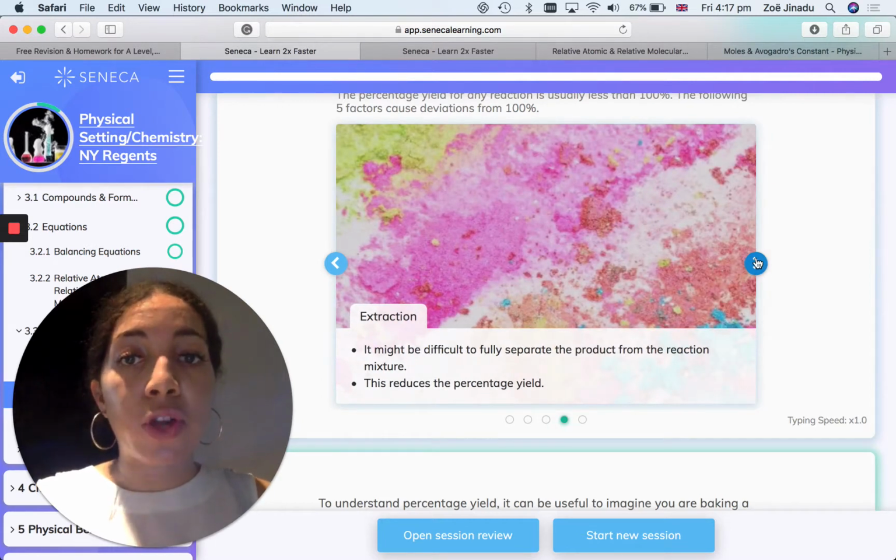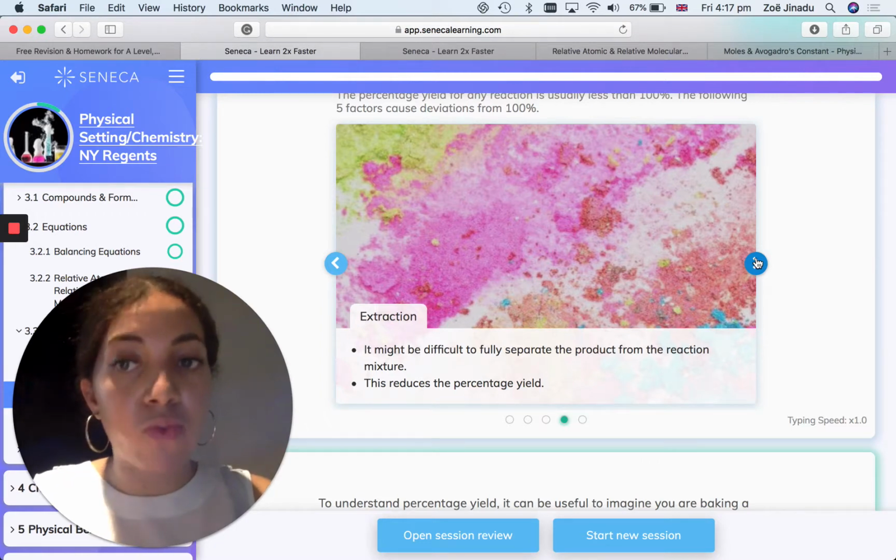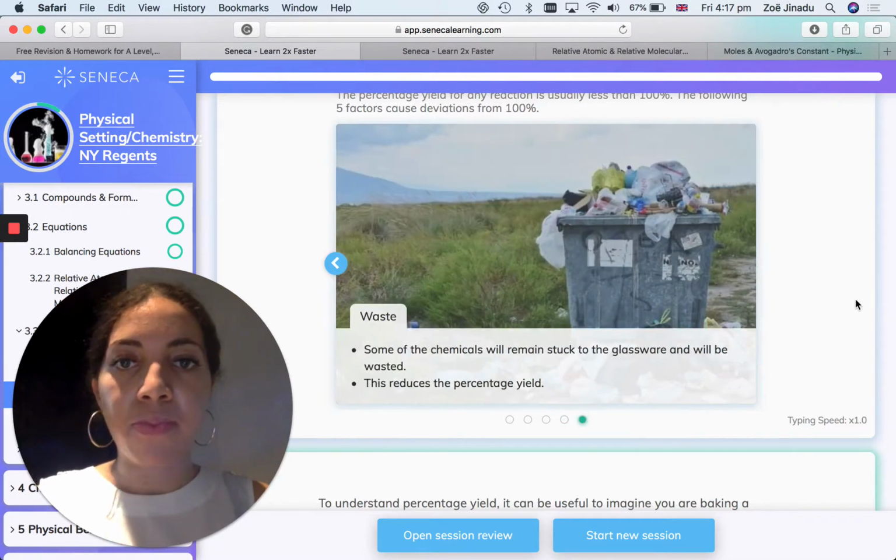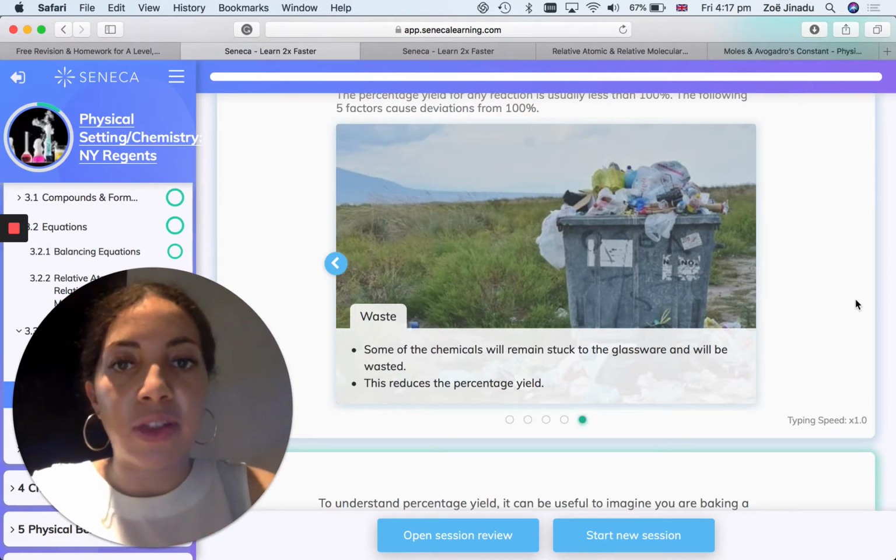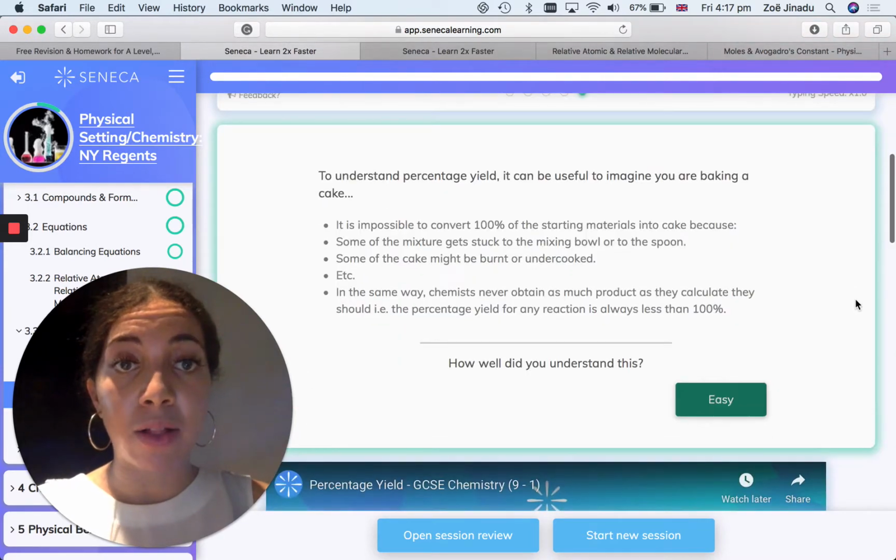Extraction: it might be difficult to fully separate the product from the reaction mixture. This reduces the percentage yield. Finally, waste. Some of the chemicals will remain stuck to the glassware and will be wasted. This obviously reduces the percentage yield as well.